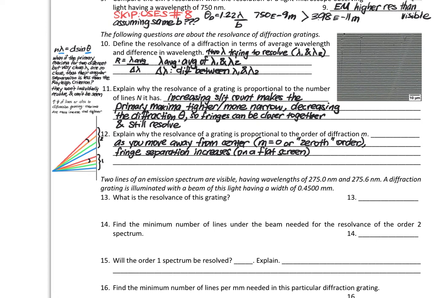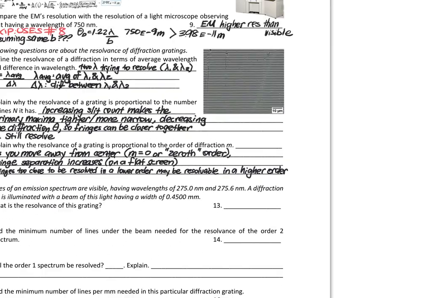So like I wrote for this answer, as you move away from center, from the 0th order, the fringe separation will increase. But if the fringe separation is increasing, the separation might increase to the point where two fringes that were not resolvable because they were too close together on a lower order set become resolvable. So fringes too close to be resolved in a lower order may be resolvable in a higher order, because in the higher orders, the fringes spread out more. So there you go.